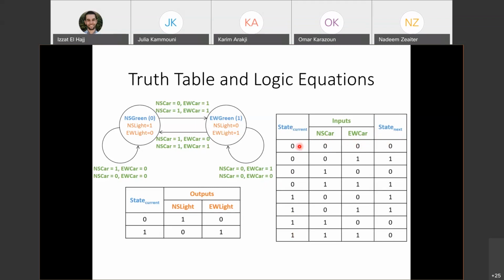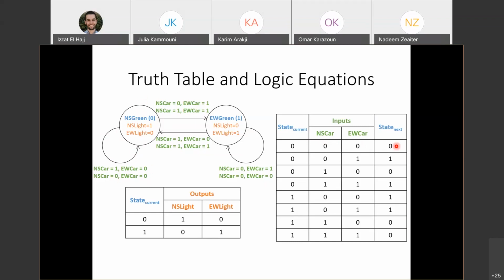So when my current state is 0, that corresponds to this state over here, right? And when my input is 0, 0, what is the transition out of the state that has 0, 0? Well, this corresponds to the transition over here. Here, my input is 0, 0. In this case, what's my next state going to be? My next state is going to be NS green, so my next state is going to be 0. So here I'm going to put 0 as state next.